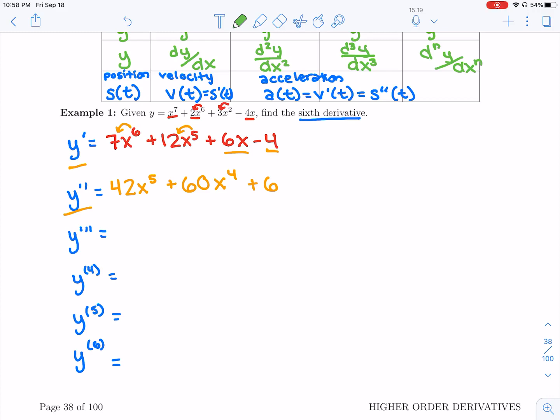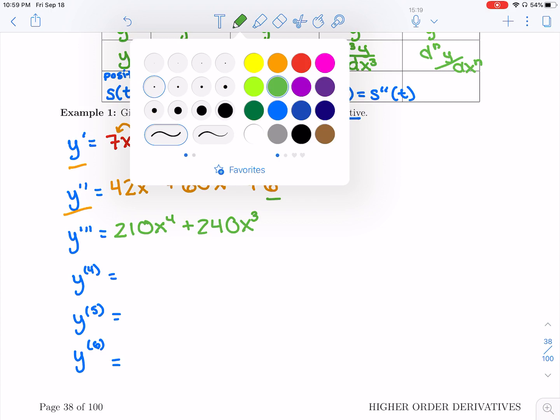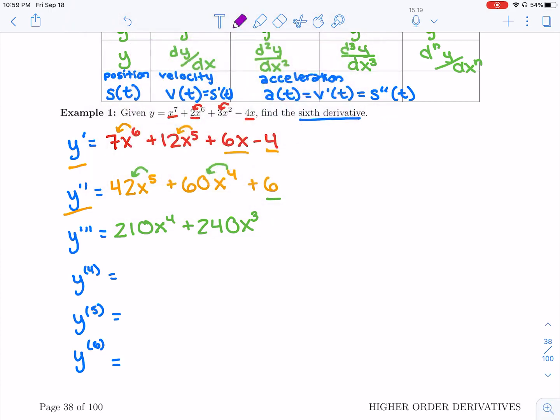Let's do it again by taking the third derivative. Third derivative means take the derivative of the second derivative. So again, I'm going to bring down the power. 42 times 5, you might need to grab your calculator if you need to. It's 210, x to the 4th. Then 60 times 4 is going to be 240, x to the 3rd. Derivative of 6 is 0. So these derivatives are actually getting a little bit simpler because we're losing a term again. And its derivative is 0, so at least the answer is getting shorter and shorter.